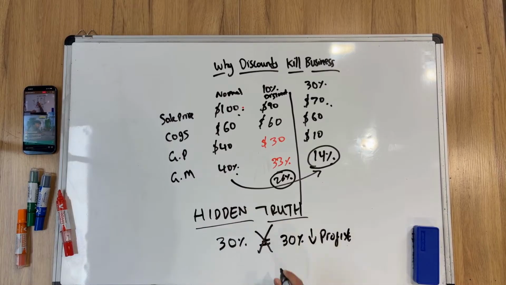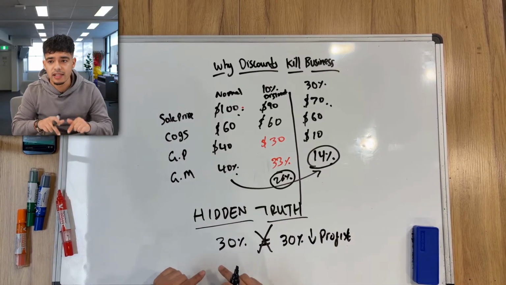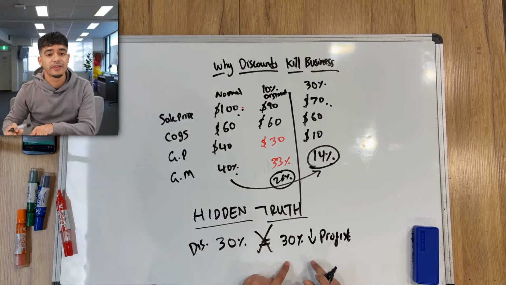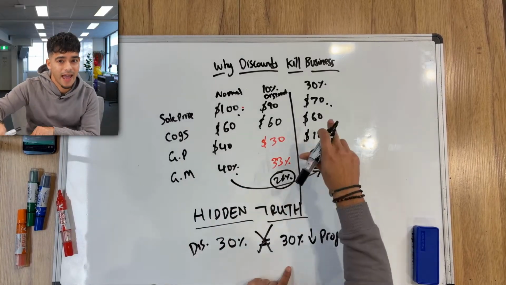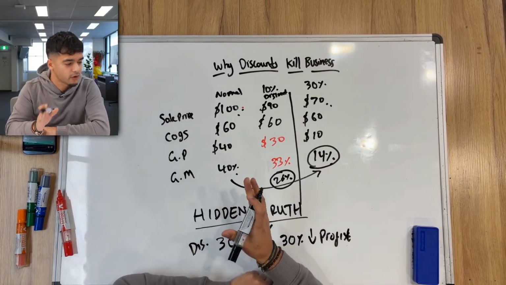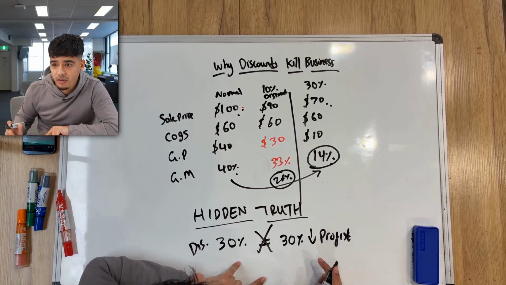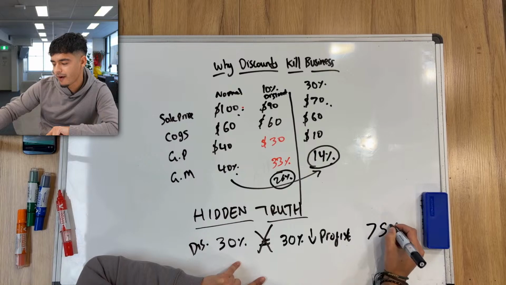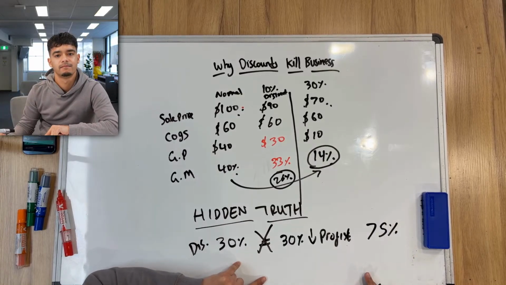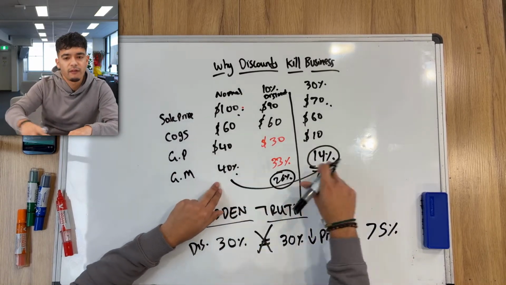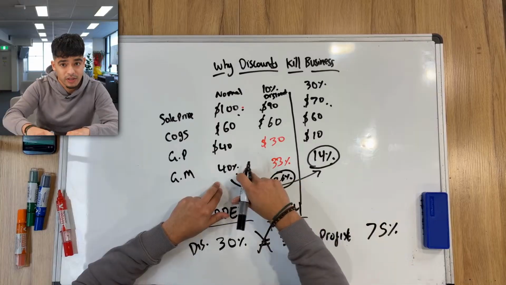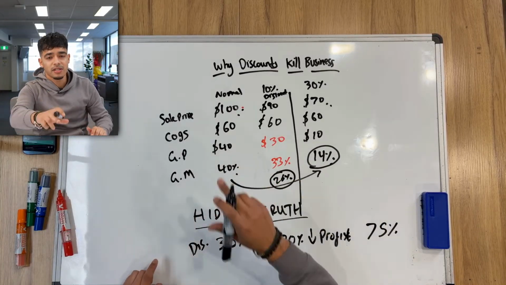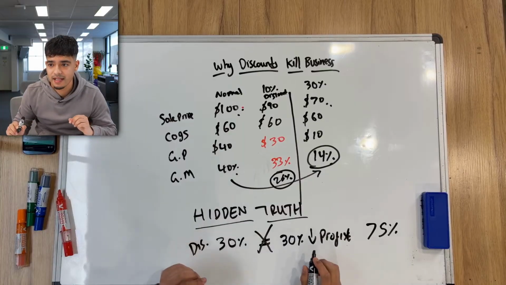A 30% reduction in your price, in your discount, did not mean a 30% reduction in profit. What did it actually reduce in your business in terms of profitability? Let me show you. Your profit actually dropped by 75%. You're going to be thinking, how did it go from 40% to 14%? How is that 75%? Just by discounting, I'm going to explain exactly how.